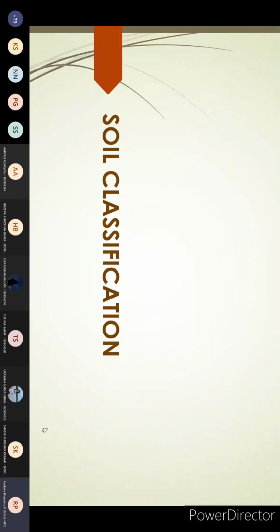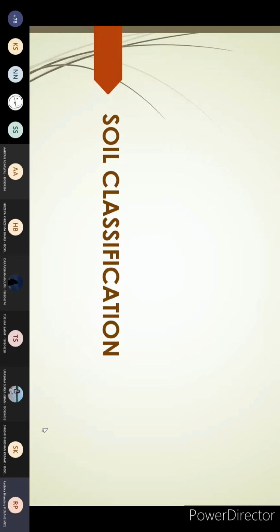we need to know what type of soil it is, like that classification. So whether the soil is sandy soil, whether it is clay soil, or whether it is silty soil. So we need to know what type of soil it is. So for that, we have one IS code which specifies how we can classify the soil. Okay, so based on the index properties. Okay, so we'll see that in this chapter.